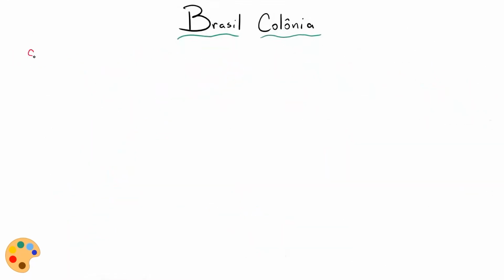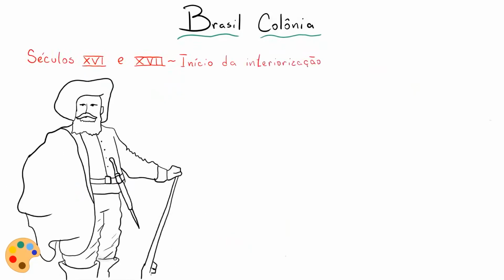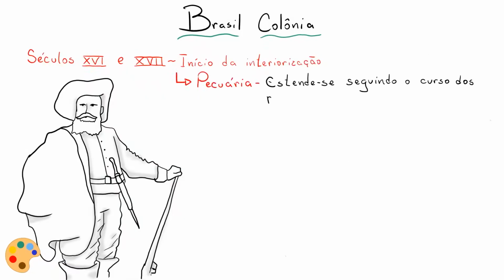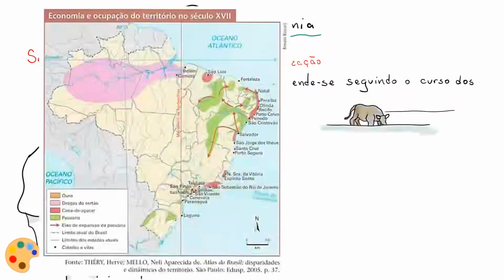Between the 16th and 17th centuries, we finally have the beginning of the movement into the interior of Brazilian territory. Here some economic activities stand out in this period. For example, livestock activities, which began to expand following the course of the rivers. As an example, we have the course of the São Francisco River, as you can see on this map.